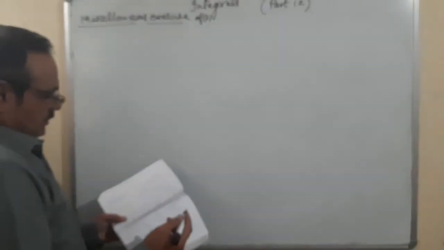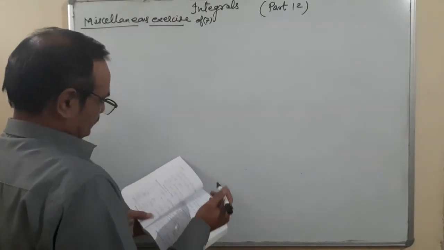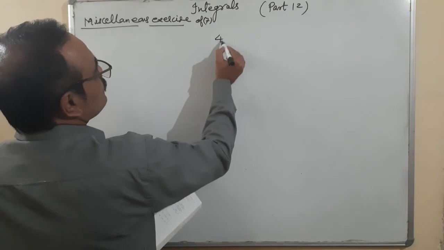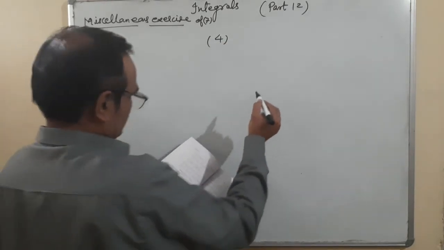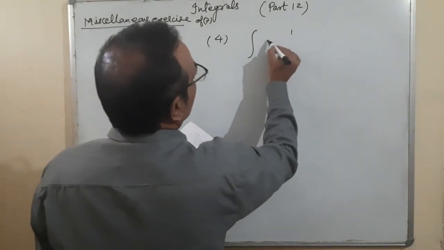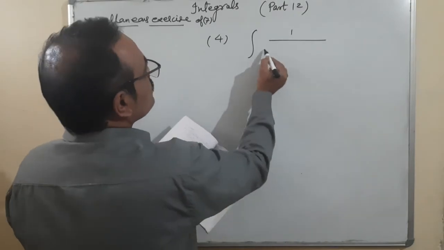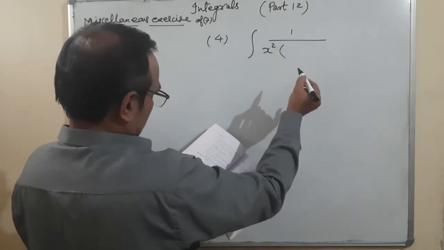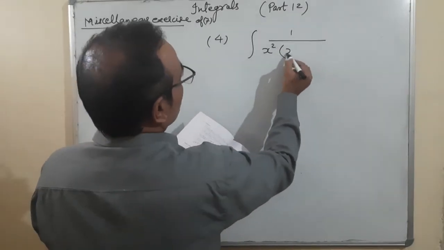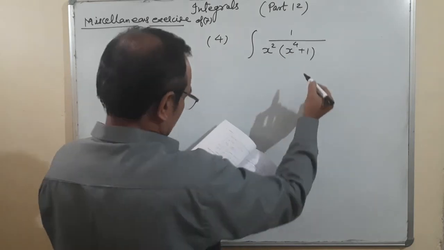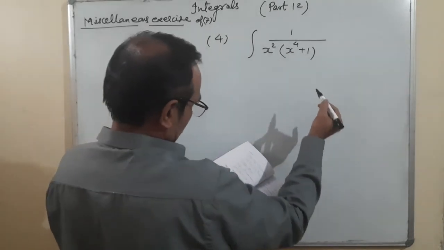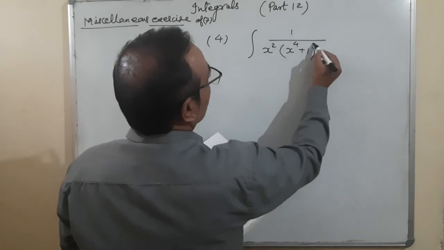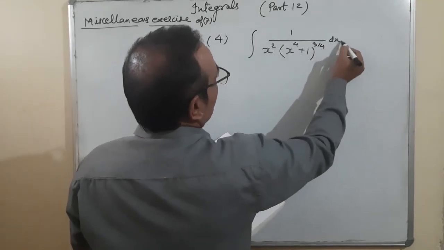Question number 4. 4 is also a very interesting question. 1 upon x square into x to the power 4 plus 1 to the power 3 upon 4 dx.